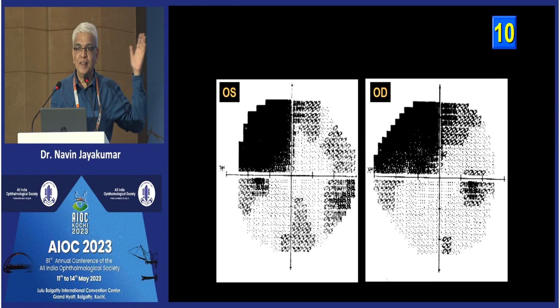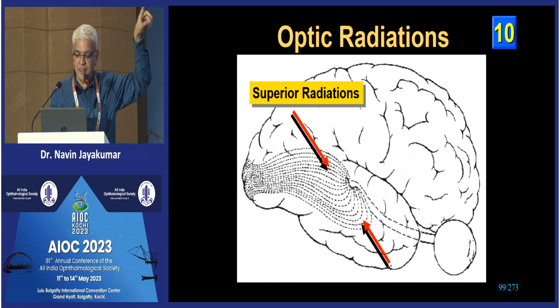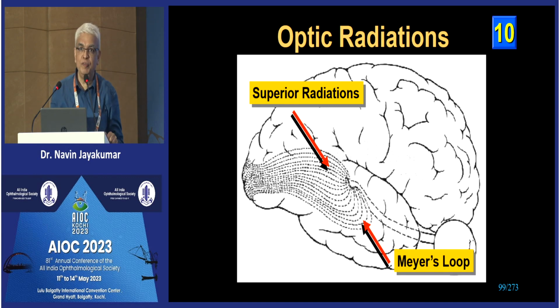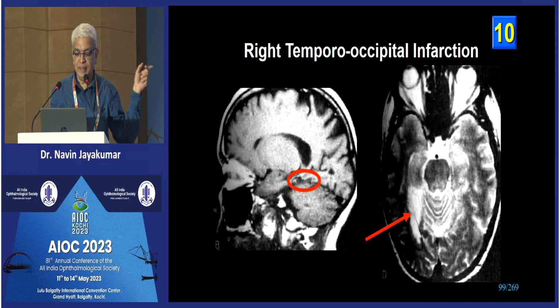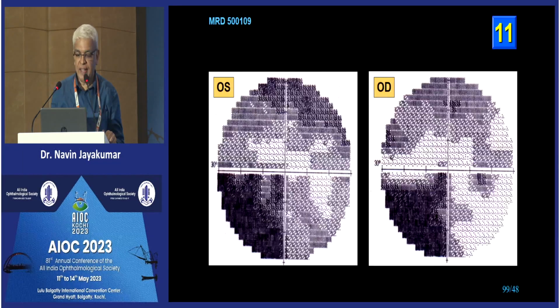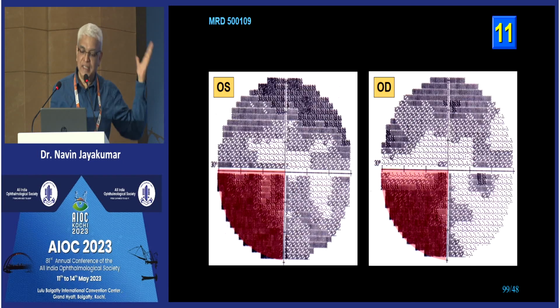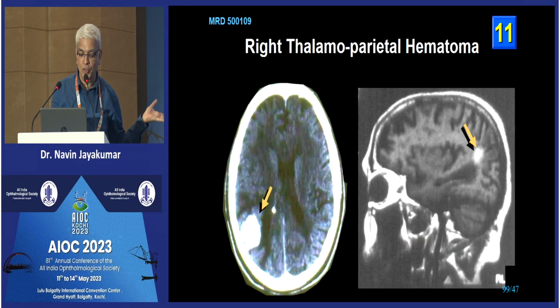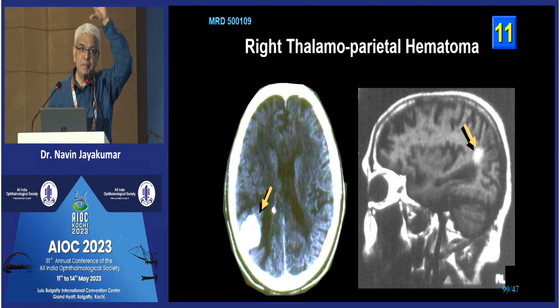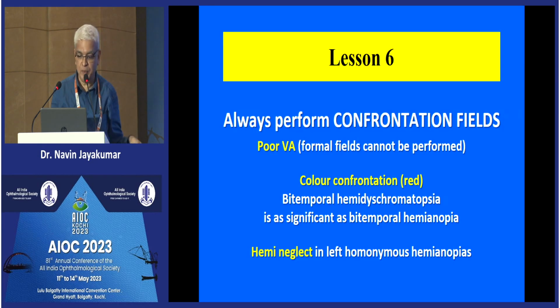Okay, this one is homonymous. It's involving one quadrant. So this is a classic pie in the sky defect due to involvement of the inferior radiations in the temporal lobe known as Meyer's loop. This is the lesion in that patient. And here, just the opposite, you have a pie on the floor, and you can see that again, temporal lobe to parietal lobe now. Parietal lobe lesions, upper radiations, producing pie on the floor.